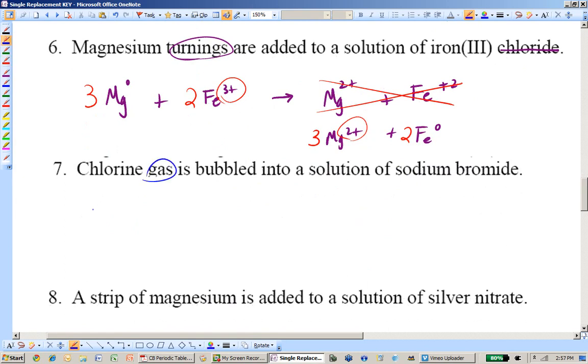Chlorine gas, so I don't have to think too hard about that, just Cl2, is bubbled into a solution of sodium bromide. That's a spectator, so it's just Br-. So we're back to the classic halogen, halide. What was a halogen becomes a halide. What was a halide becomes a halogen. And then we need to balance. And we are now balanced by charge. And we're now finished with that.